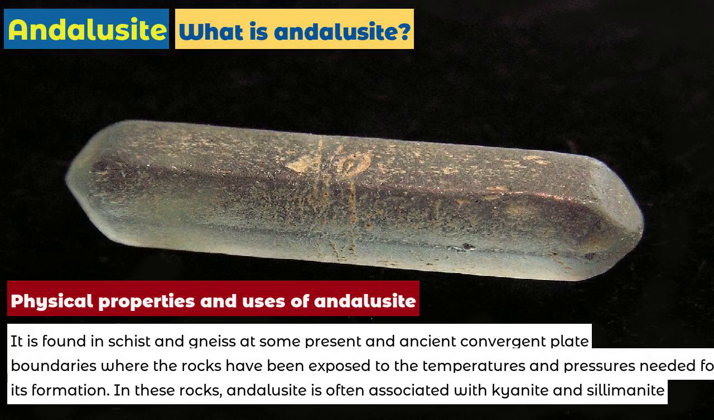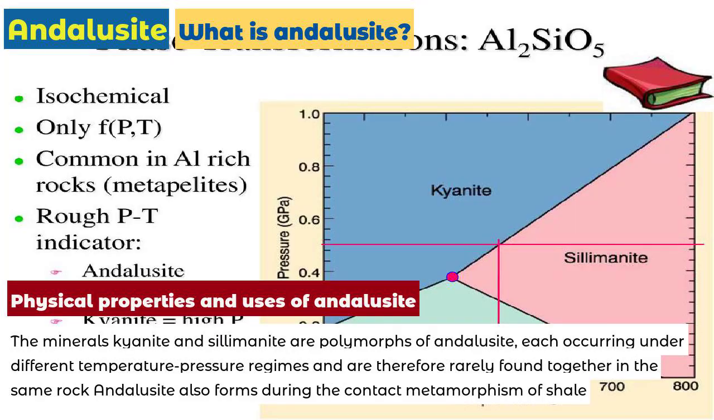It is found in schist and gneiss at some locations present in ancient convergent plate boundaries, where the rocks have been exposed to the temperatures and pressures needed for its formation. In these rocks, Andalusite is often associated with kyanite and sillimanite. The minerals kyanite and sillimanite are polymorphs of Andalusite, each occurring under different temperature-pressure regimes, and are therefore rarely found together in the same rock.